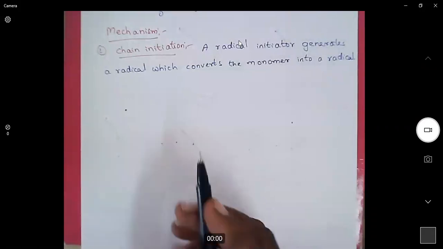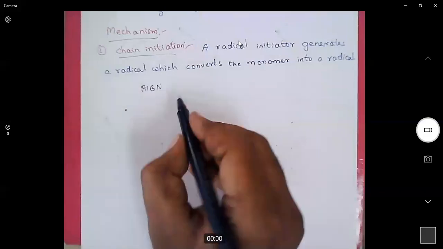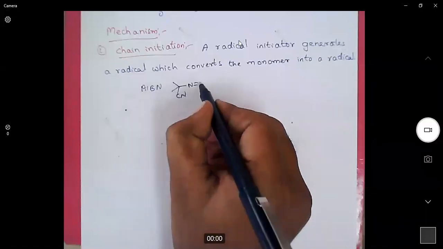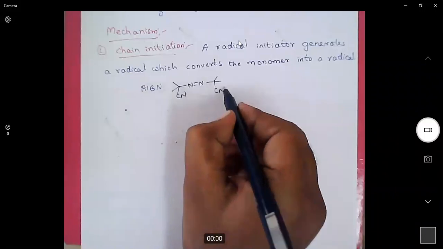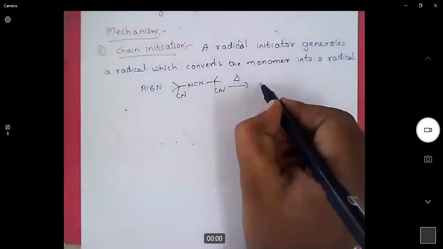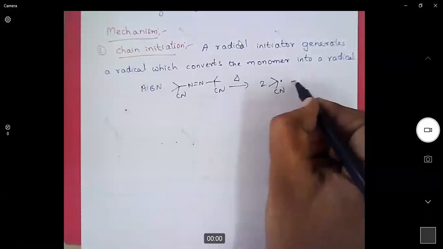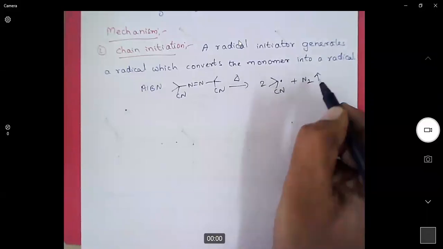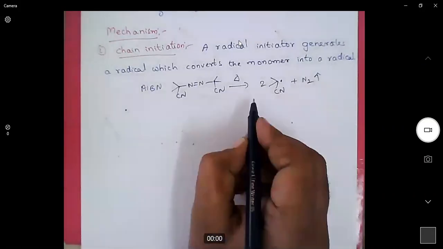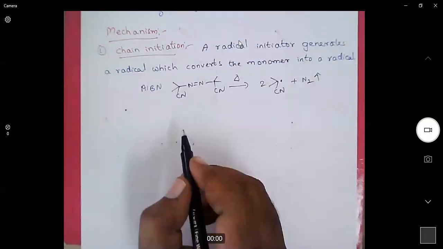For example, if you take AIBN as the radical initiator, then what we will do? We will take AIBN and then we will heat this. As a result, what happens? It will undergo homolytic cleavage and it generates two isobutyronitrile radicals and nitrogen gas. Nitrogen gas will be escaping. So this is the initiator. Initiator generates the radical. Now, this initiator radical reacts with a monomer.